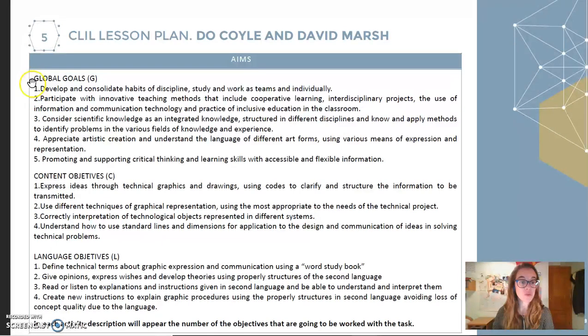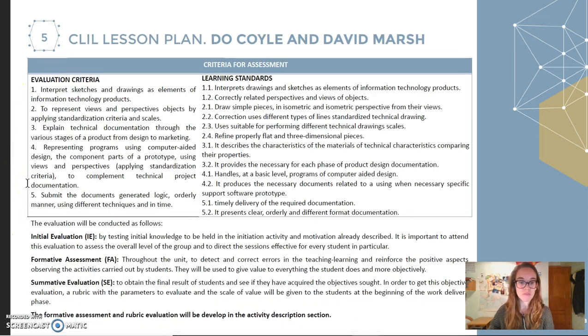It also happens with the aims. They are divided in 3: the global goals, the content objectives, and language objectives. As in the competence, they are related with a letter and a number. So if, for example, a task uses different techniques of graphical representation, in the description it's going to appear the letter C with the number 2. So in each activity, I try to work on the greatest number of the aims.